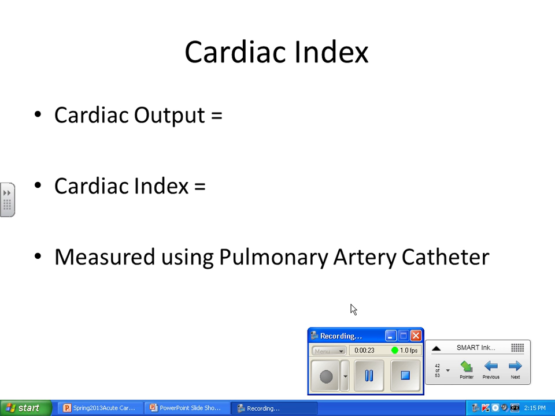And what did I say the normal was for cardiac index? Did I put it on your slide? 2.6 to 4.2 liters per minute per square meter. And we're going to use that pulmonary artery catheter to measure that. The pulmonary artery catheter can tell us what your cardiac index is, because it's going to be able to measure your cardiac output, and you will have plugged in the data that reflects the patient's body surface area. So it will tell you that you have a normal or an abnormal cardiac index.